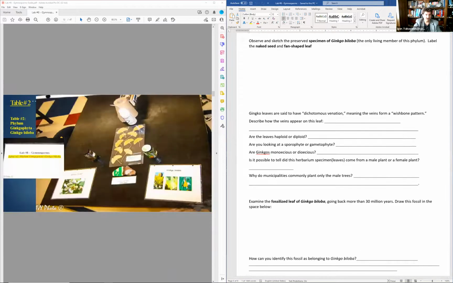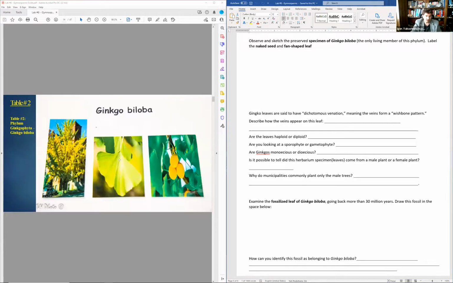All right, so now ginkgos, Ginkgo biloba. They're a very interesting group because right now it's represented by only one species, Ginkgo biloba itself. So dichotomous venation, where the veins go away from each other, and of course the wishbone pattern, and also what is known as the duck foot leaf. They basically look kind of like a duck foot, I guess. So here we have the grown tree, and these are the seeds, not fruits, not berries, it's a seed of the ginkgo.